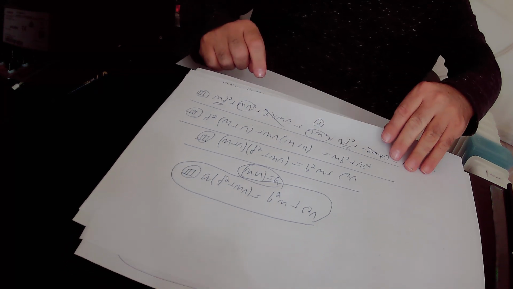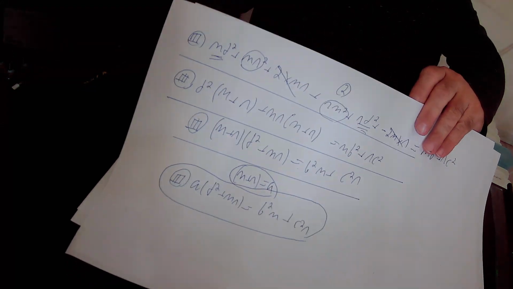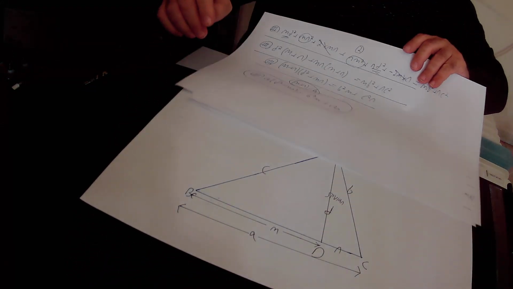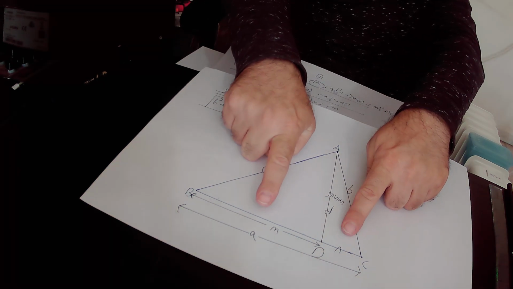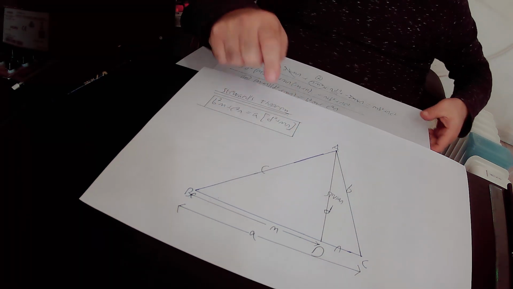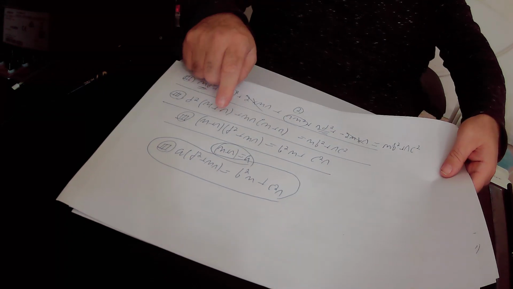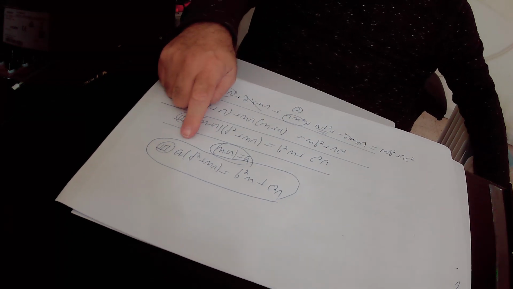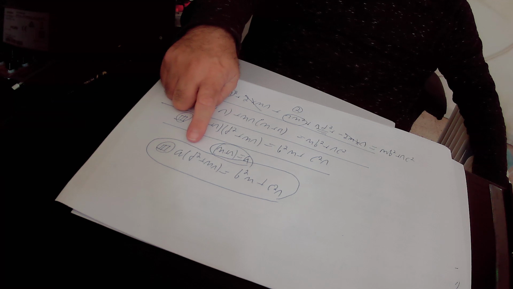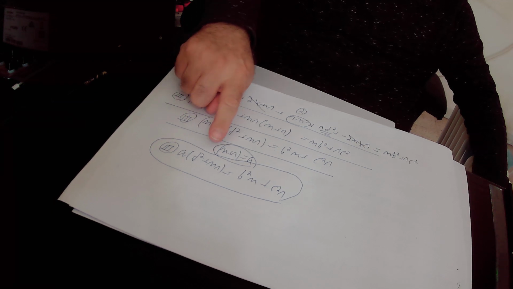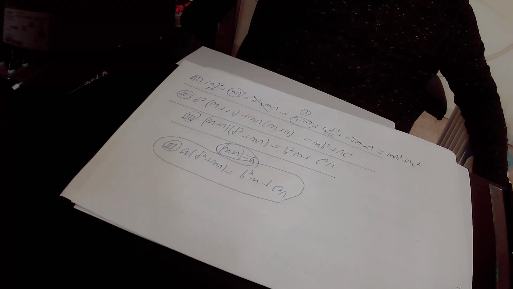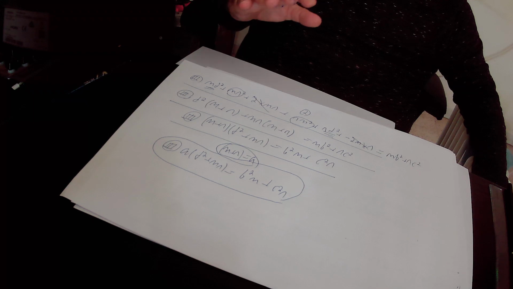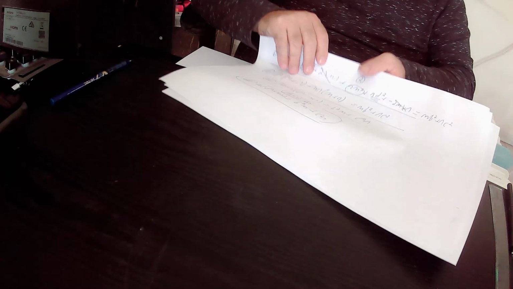Here we already found out that according to the drawing, m plus n equals a. So we can substitute m plus n by a. We substitute m plus n in this equation by a, and found out that a times d squared plus mn equals b squared m plus c squared n. And this is exactly Stewart's theorem. Okay.